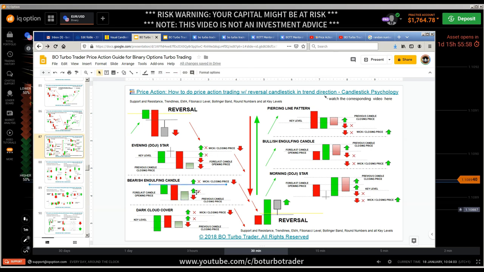Do you understand this? Yes, because what does it mean if the wick is touching the key level? That it got a rejection, that this level is still active, that the trend is still active. That means you go with the trend. That means a put, yes?